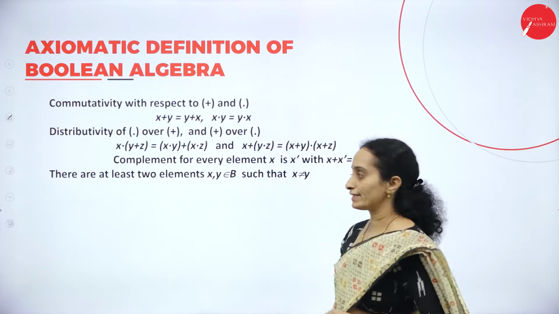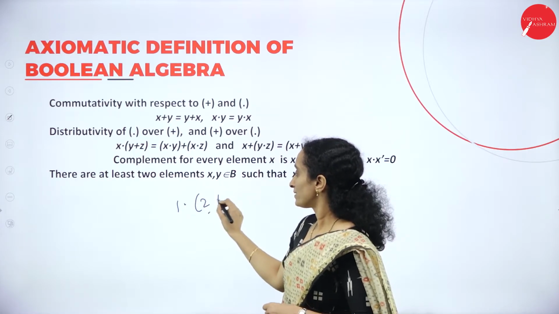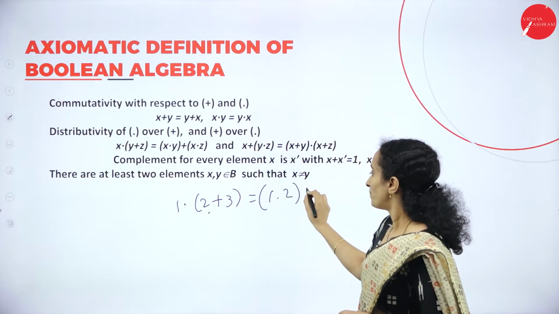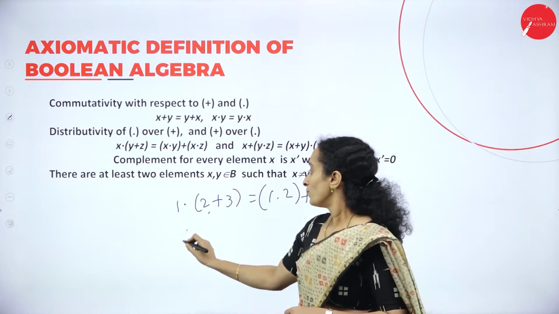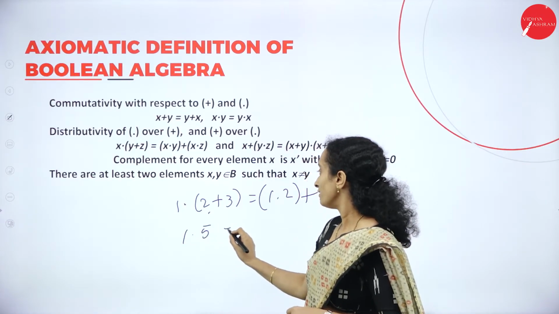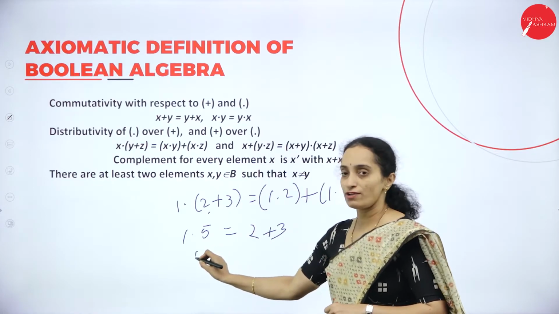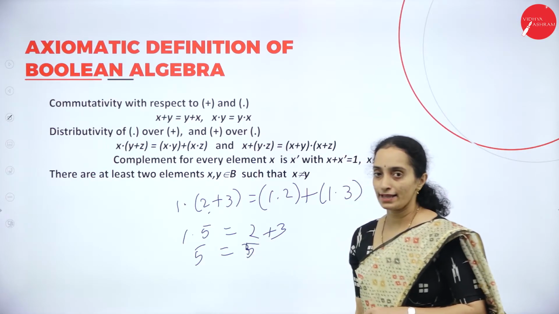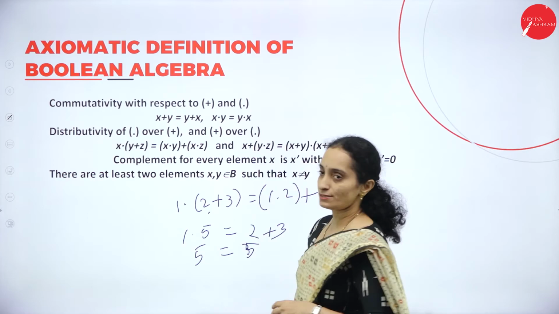When you check with the example, the same 1 into (2 plus 3) is equal to 1 into 2 plus 1 into 3, which will give you 1 into 5, and this is 2 plus 3. So 5 into 1 is 5 and 2 plus 3 is again 5. This holds good for the distributive law.